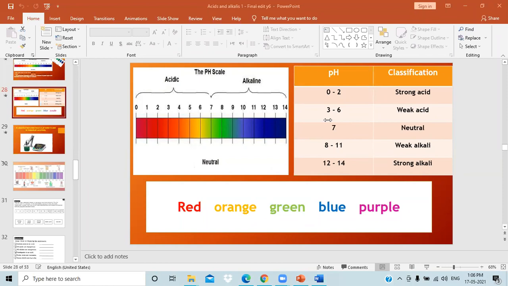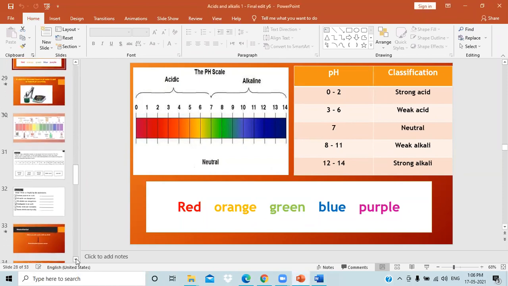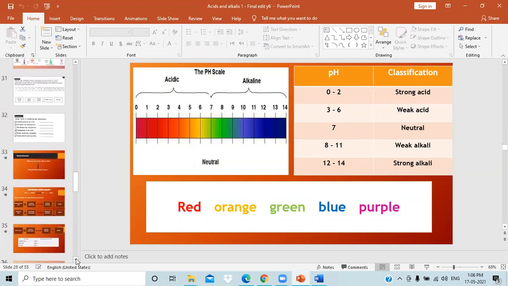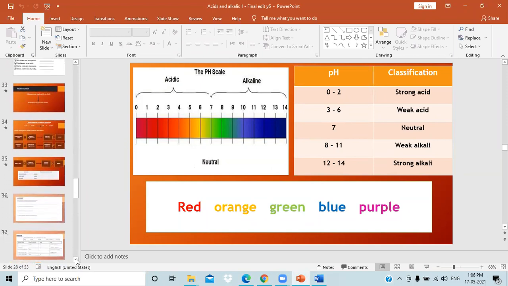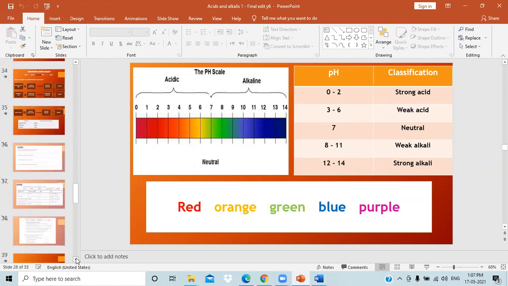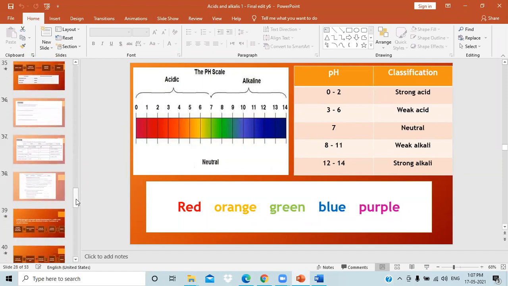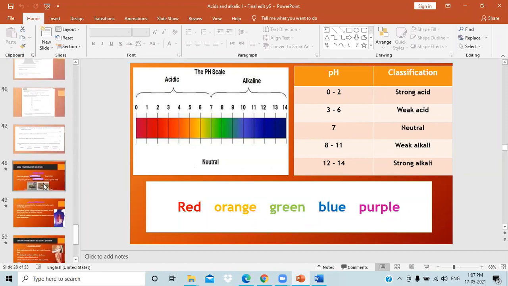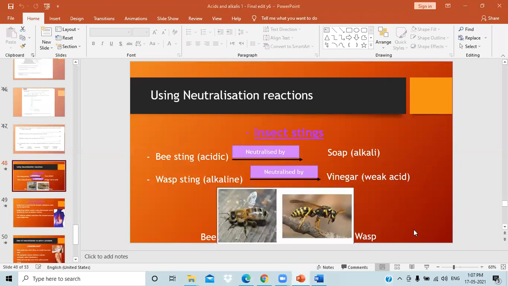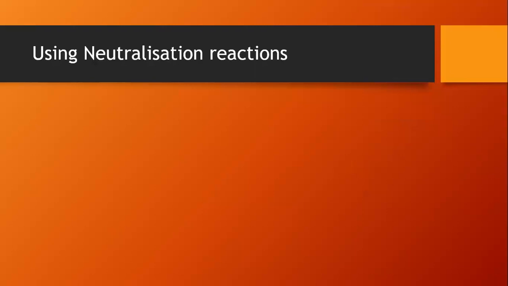Like what? Like, let's start with the bee sting and the wasp sting. Bee, you know the bees, of course. The wasp looks pretty much like the bees, but they are bigger and a little bit darker than the bees. When or if, God forbid, one of you got stung by a bee or a wasp, you can actually use your knowledge about neutralization reaction to overcome the pain that happens after the sting.